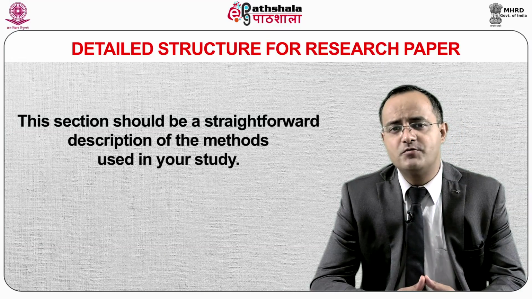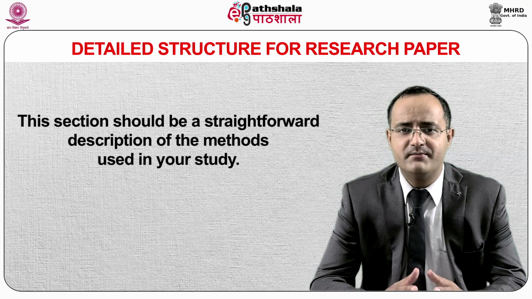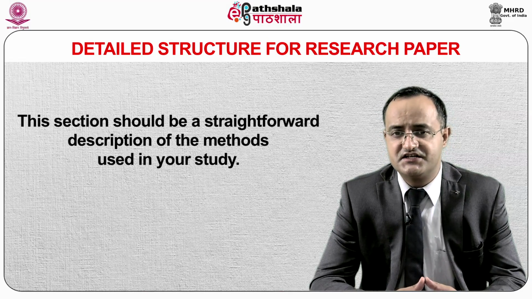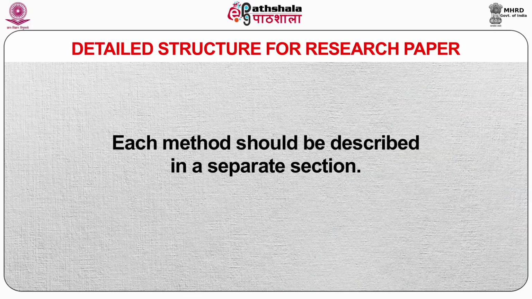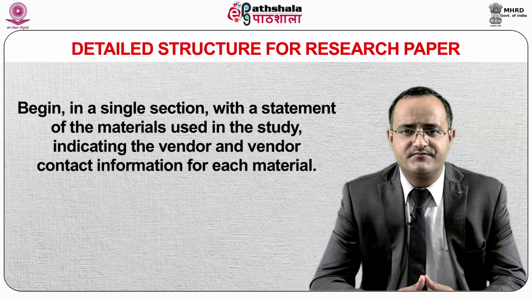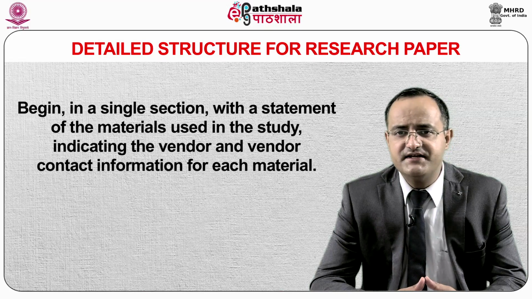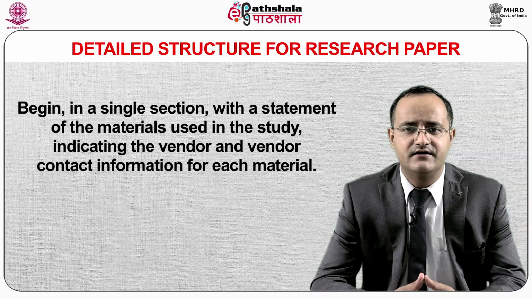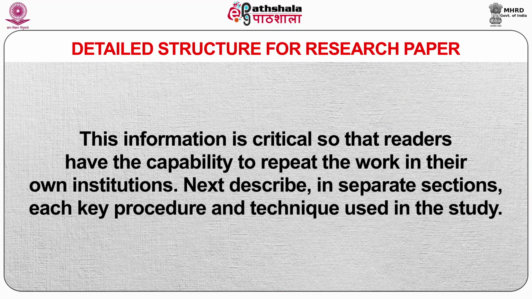This section should be a straightforward description of the methods used in the research study. Each method should be described in a separate section. Begin in a single section with a statement of the materials used in the study, indicating the information is critical so that readers have the capability to repeat the work in their own research. After that, describe in the next section each key procedure and technique used in the study. Keep explanations brief and concise.